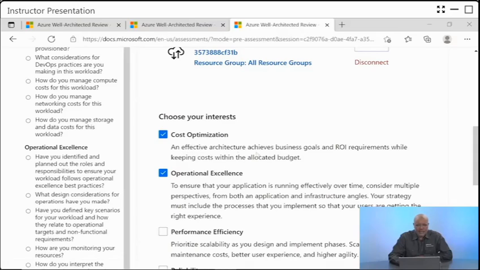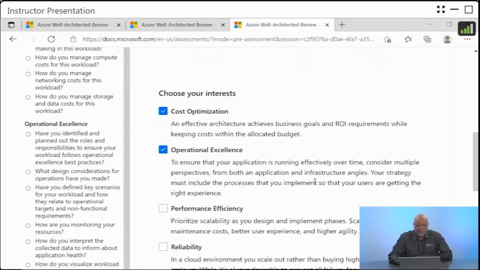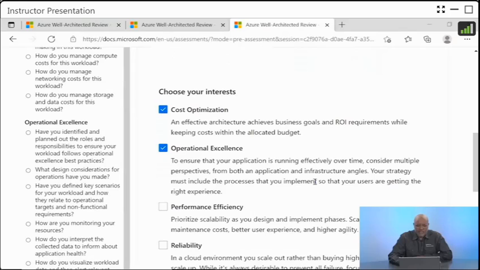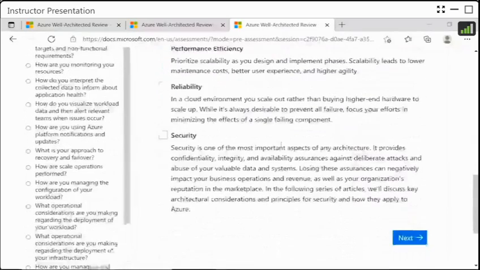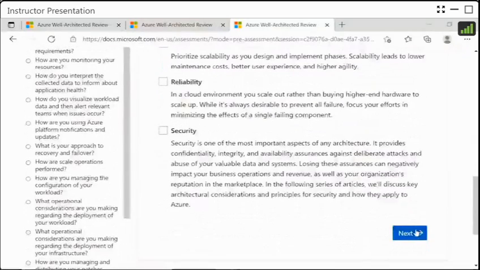Under cost, an effective architecture achieves business goals and ROI requirements while keeping costs within the allocated budget. And from an operational excellence standpoint, how do you ensure that your application is running effectively over time? Consider multiple perspectives from both an application and infrastructure angles, and your strategy must include the process that you implement so that your users are getting the right experience. So I'm only going to choose these couple of interests or these 2 pillars, but I could choose them all. And then I'm going to choose next.